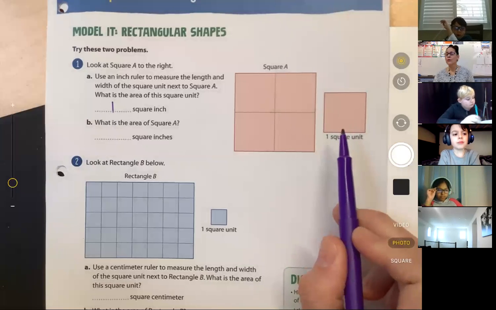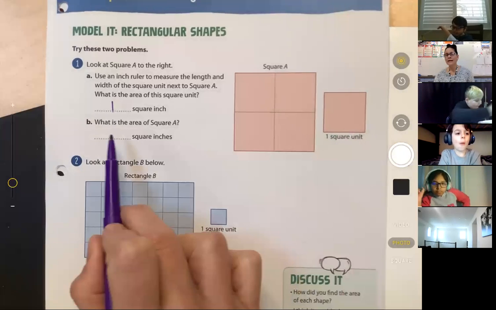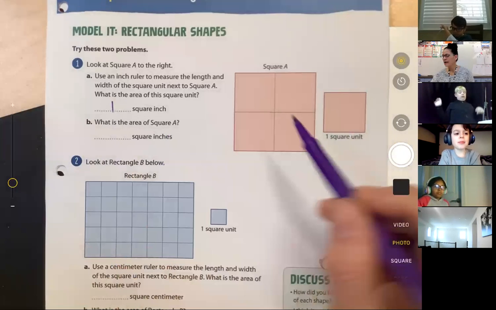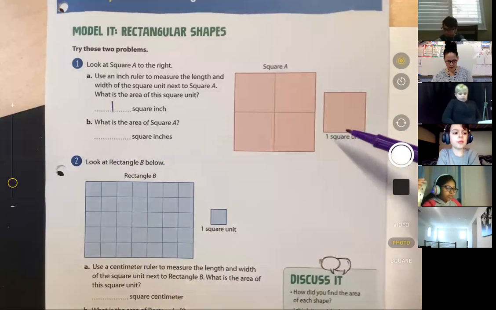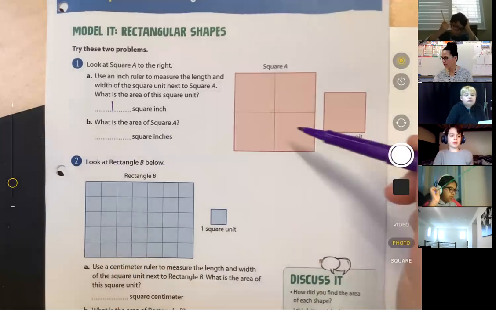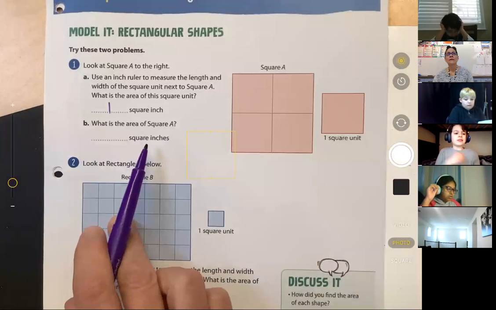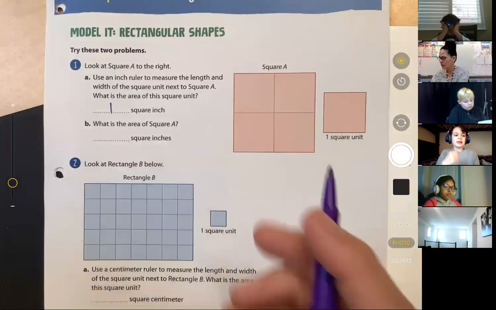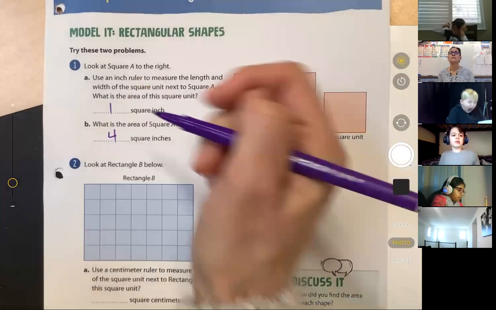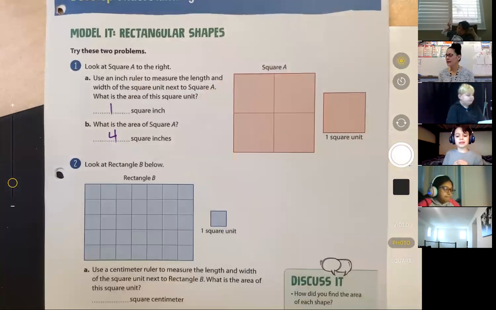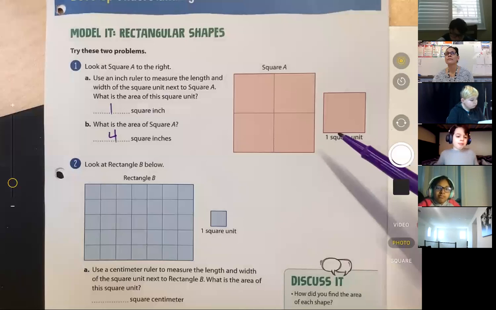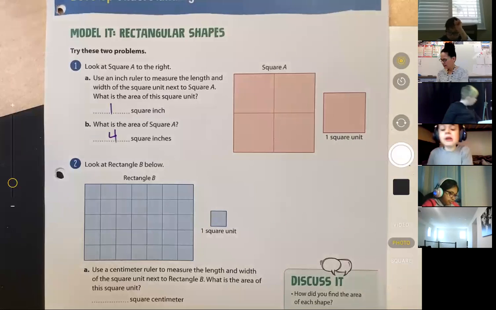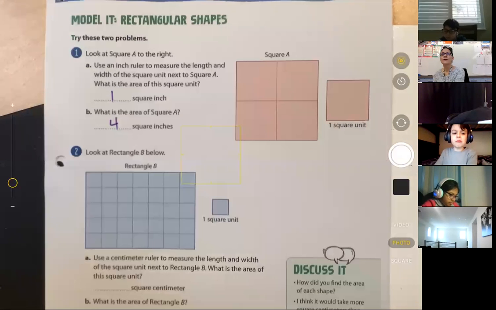So given that, it's going to say, so then what is the area of square A? If this is 1 square inch, and we have 1, 2, 3, 4, the area of this larger square, of course, is 4 square inches, because we have this 4 times. Okay? So let's take a look now at number 2.